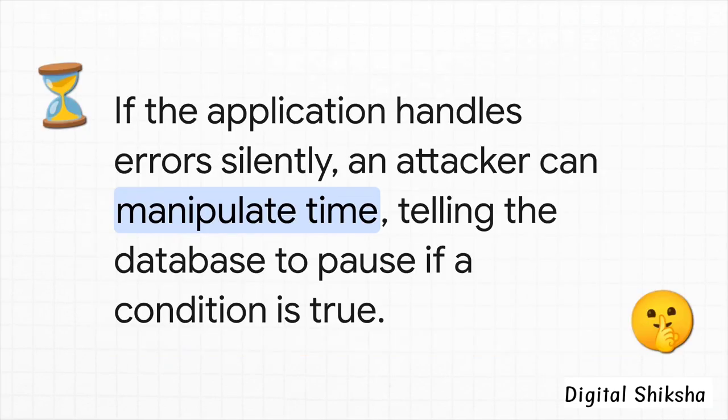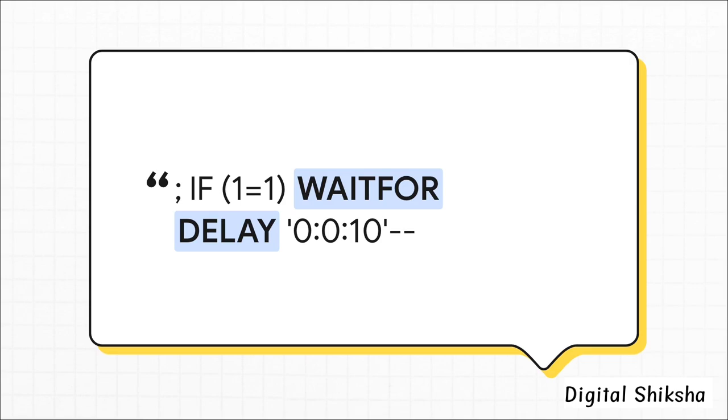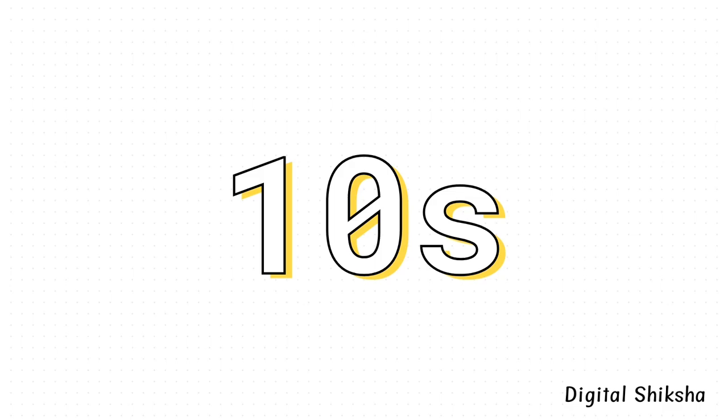Okay, but what if the application is so robust that it catches all those errors and just handles them silently? Now what? Well, a really clever attacker can then turn to manipulating time itself. Using a command just like this one, they can tell the database to literally just pause, do nothing, for let's say 10 seconds. But again, it only happens if that secret condition they are testing for is true. So the crucial point is, the attacker starts a stopwatch. If the page takes an extra 10 seconds to load, they know the answer to their question is yes. The silence from the application is broken by the delay. They're actually using time as their feedback channel.